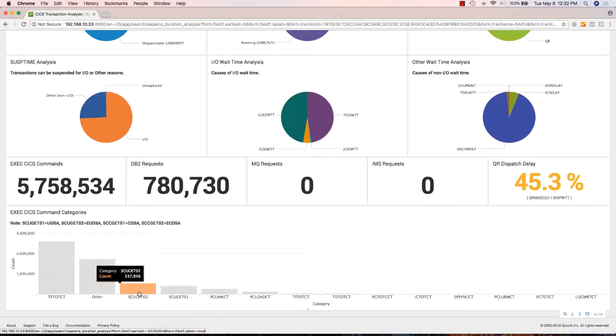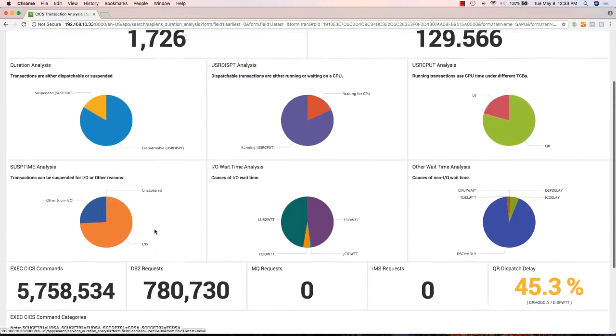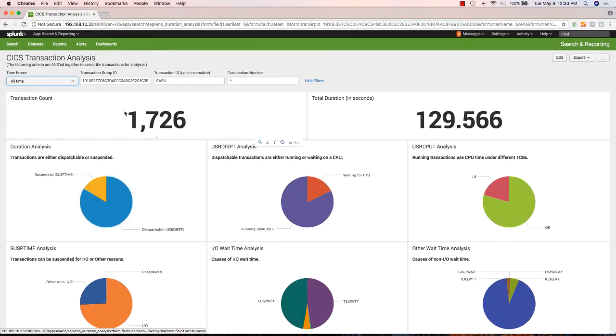Some of the ones that you would expect to be resource consumptive, like GETMAIN and FREEMAIN, sure enough, it did 500,000 GETMAIN commands above the line. It did 420,000 below the line. What's up with that? So these sorts of dashboards let them, as the application owner, now trying to explore this black box, begin to ask some really interesting questions about this transaction.